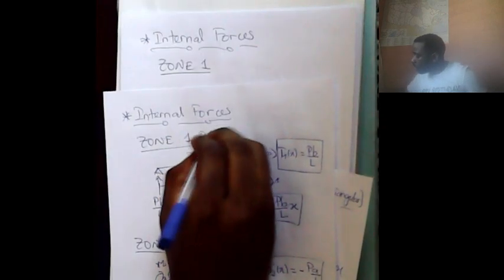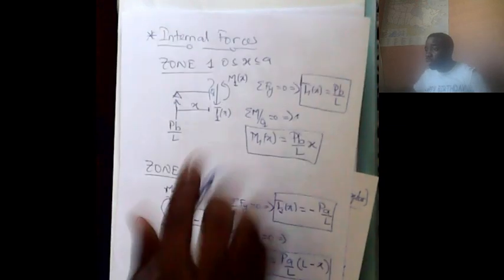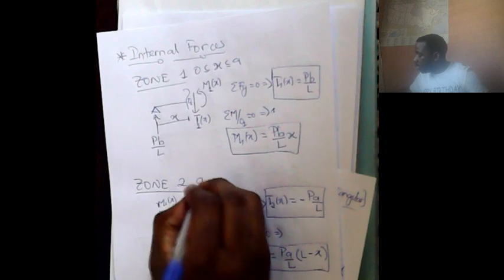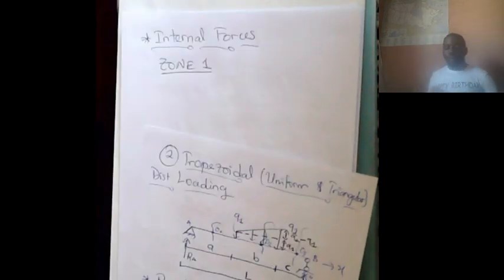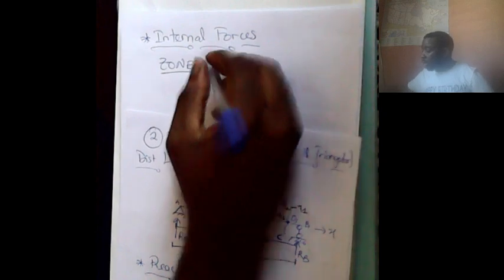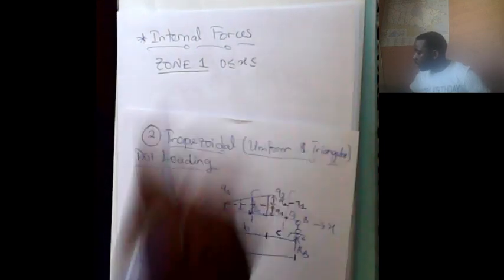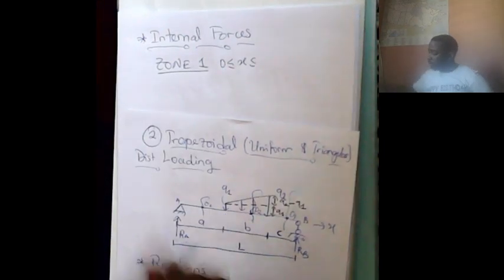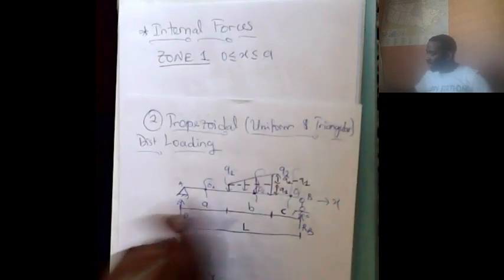So X here goes from 0 to A. And in zone 2, X goes from A right up to L. So that's what we have for the point load. For the uniformly distributed load, or for the trapezoidally distributed load, our first zone will be from 0 right up to A, right?